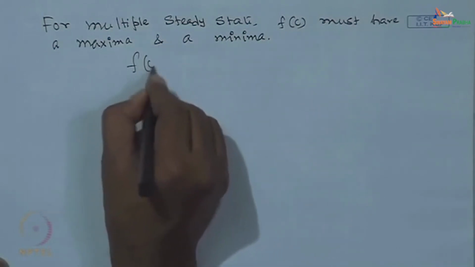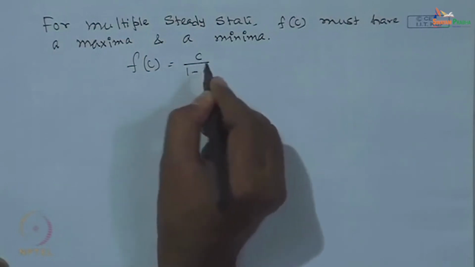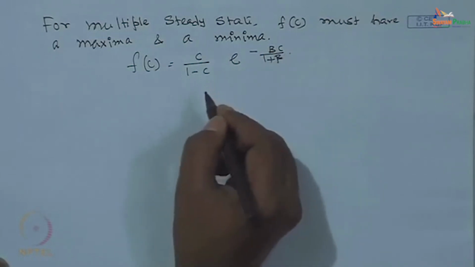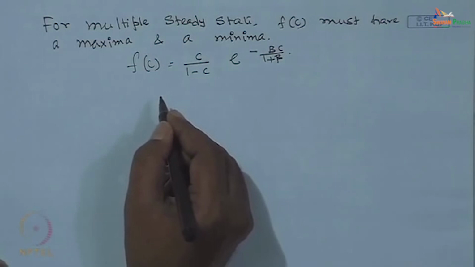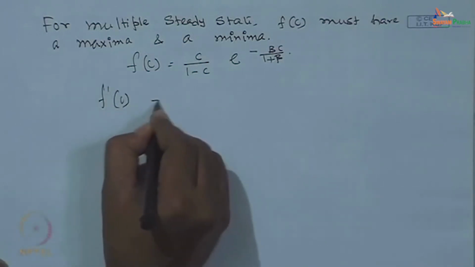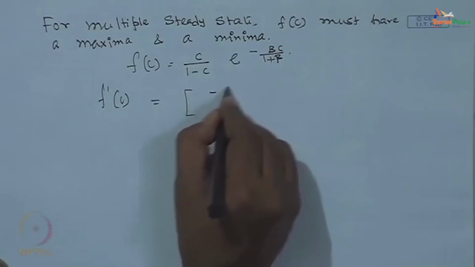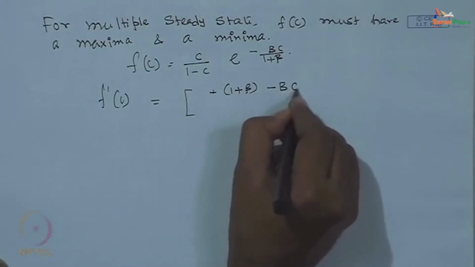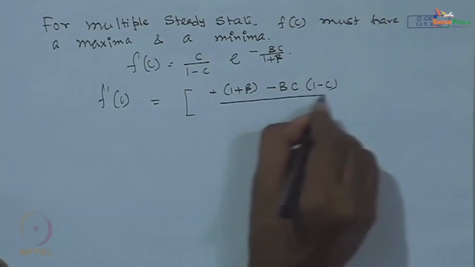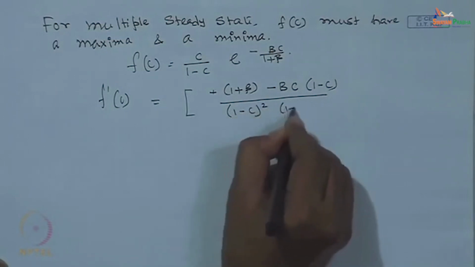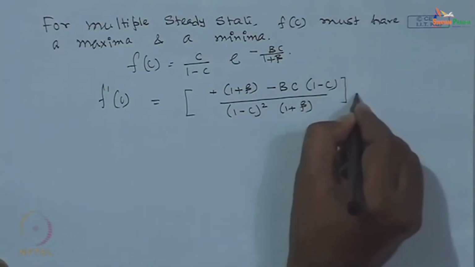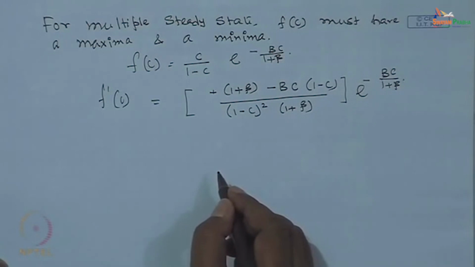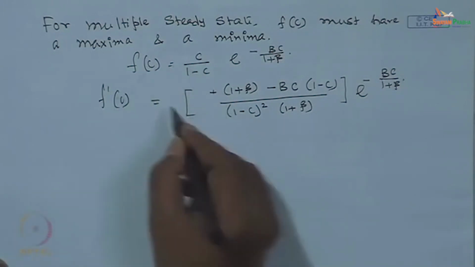So, f of c should be equal to c divided by 1 plus beta, times 1 minus c, e to the power minus b c divided by 1 plus beta. In order to have a maxima or minima, let us differentiate this. So this becomes 1 plus beta minus b c into 1 minus c, divided by 1 minus c square into 1 plus beta, times e to the power minus b c divided by 1 plus beta. So this is the differentiation of f of c.